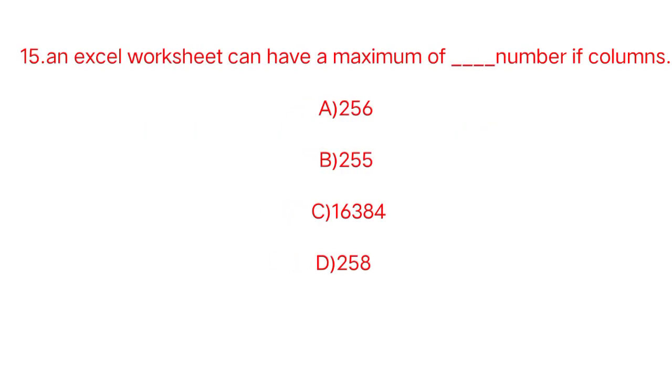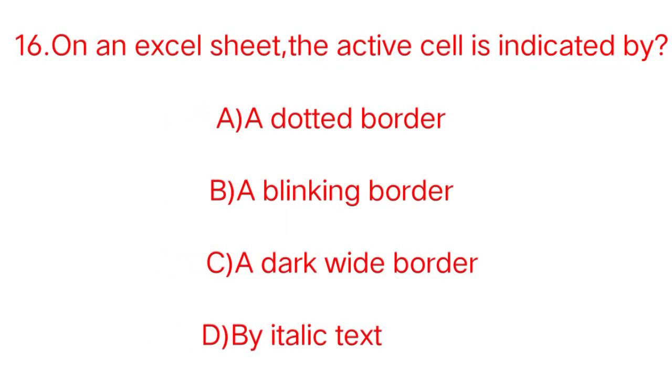15. An Excel worksheet can have a maximum of _____ number of columns. A. 256, B. 255, C. 16,384, D. 258. Answer is C. 16,384.